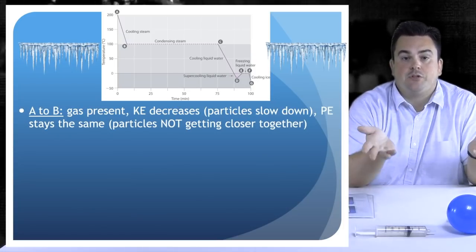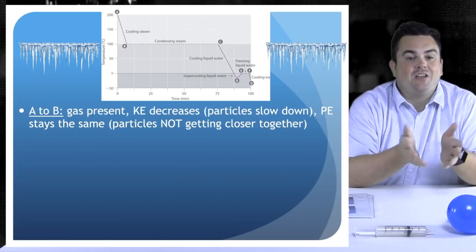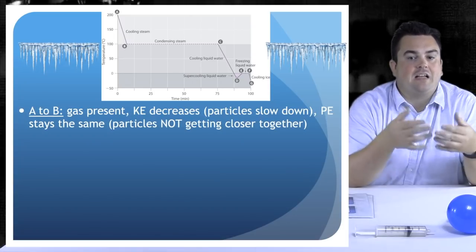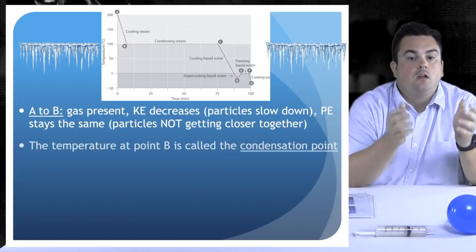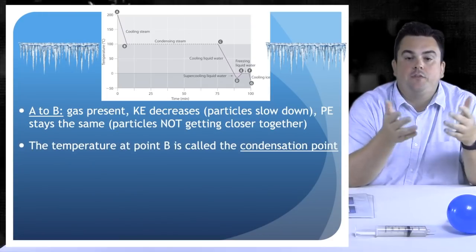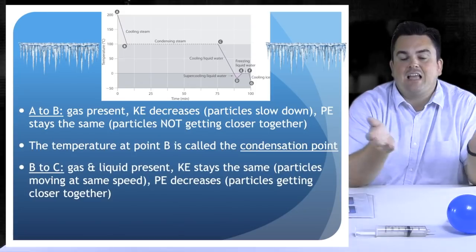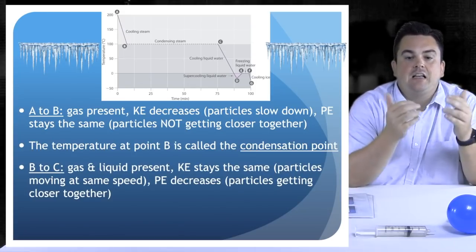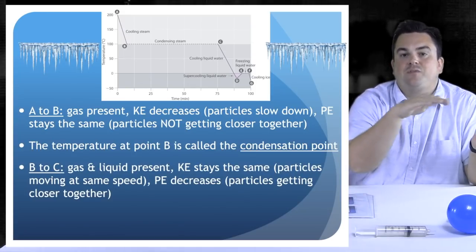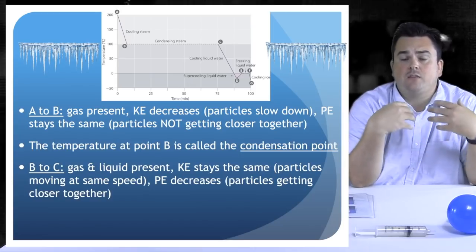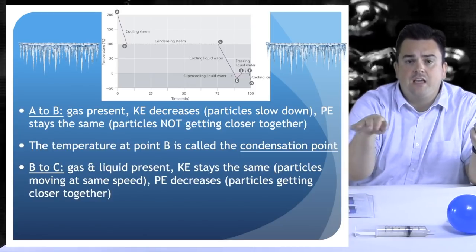You can see that as temperature is decreasing, potential energy stays the same because the particles are not getting any closer together. The temperature at point B is called the condensation point. So from B to C, gas and liquid are present. Kinetic energy stays the same. It's flat. Again, associate phonetically flat with phase change.